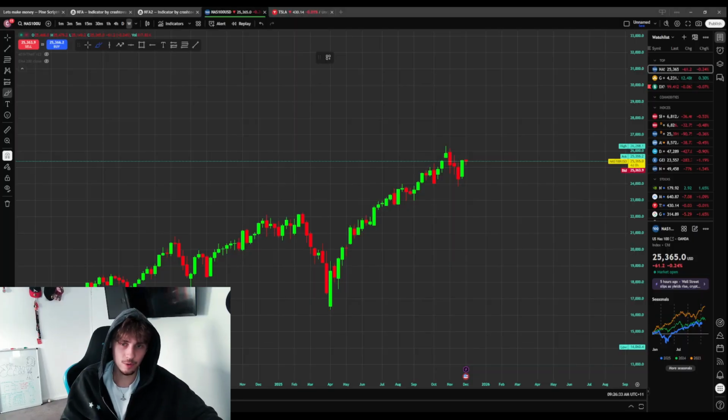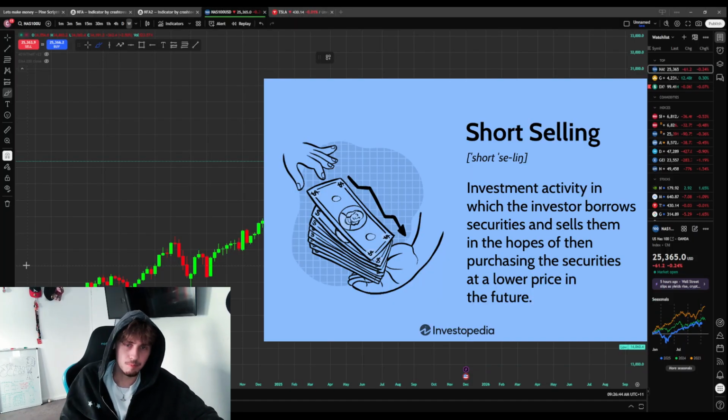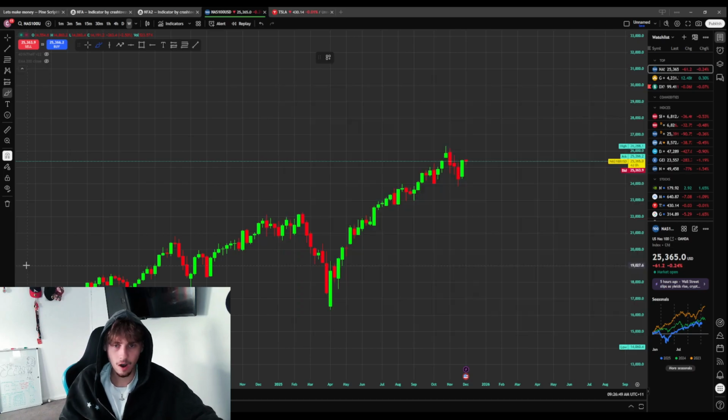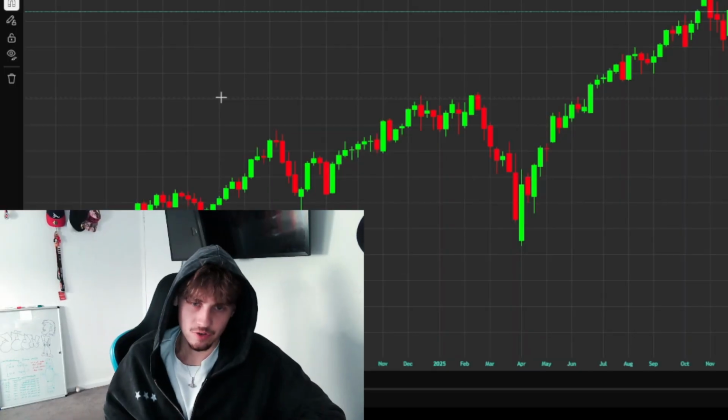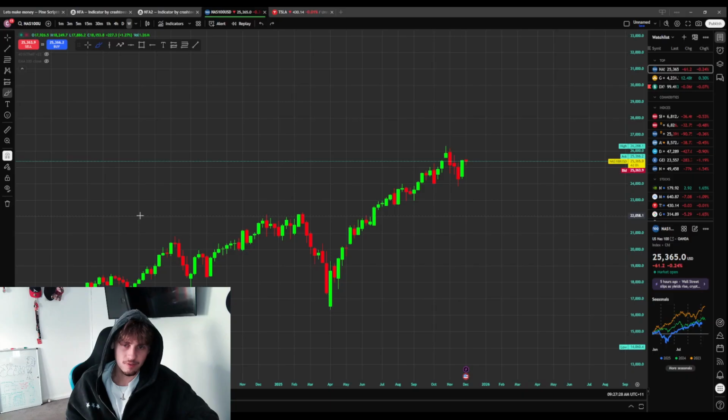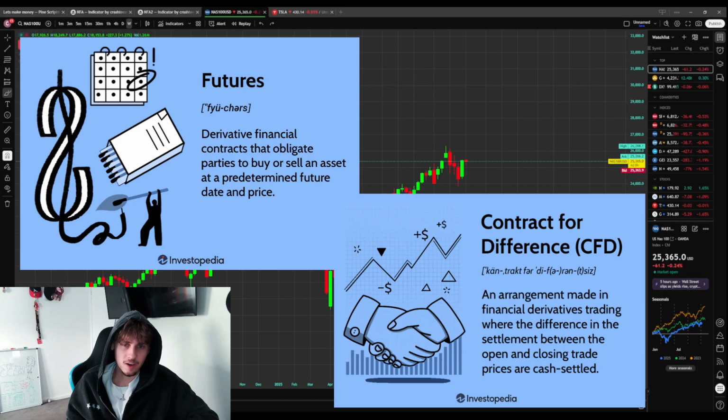There's also this thing called short selling, or shorting. This is when you borrow a stock from a broker and sell it to then buy it back at a later date, hopefully for a lower price so you can profit the difference. When people talk about trading, they're normally referring to trading futures or CFDs. They're basically contractual bets that the price of an asset will go up or down.